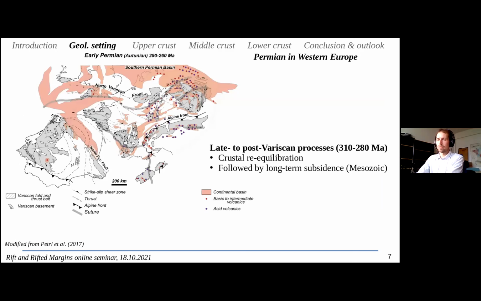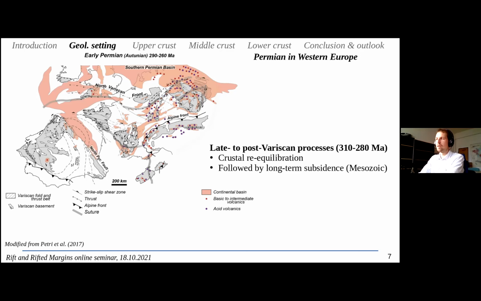And to do so, I will not take an active, present-day example. I will take us back to the Permian in Western Europe, where after the Variscan orogeny we had a widespread crustal reequilibration, where late to post-Variscan processes were accompanied by lithospheric extension and mantle partial melting. And we see this, for instance, looking at a map of Permian basins, where we see fault-bounded basins that are intracontinental and really elongated, and that are sometimes filled by volcanics, both mafic and felsic.